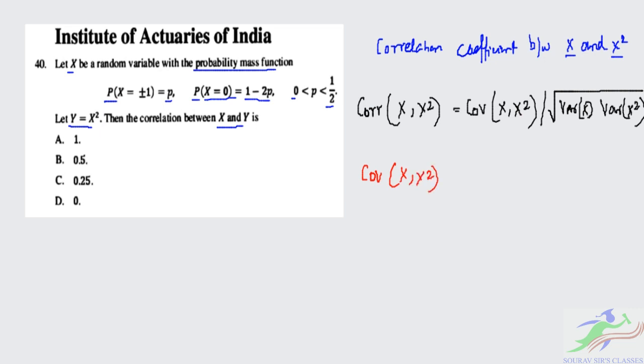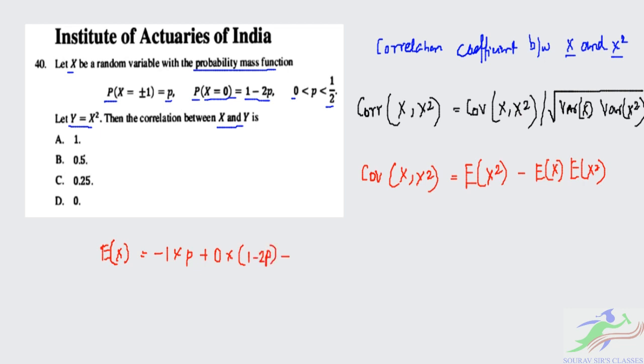What is it? It will be the mean of X cube minus the mean of X multiplied by the mean of X square. Right? So to find the mean, E of X is going to be minus 1 into p plus 0 into p of 0, which is 1 minus 2p, and plus 1 into p, which is equal to 0.